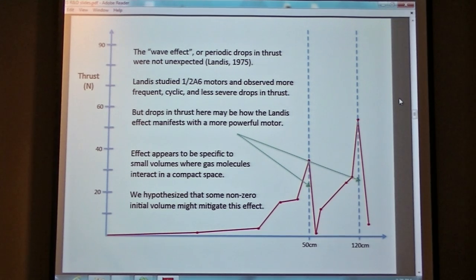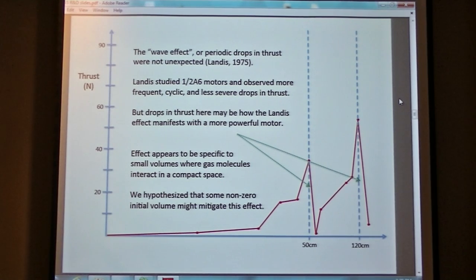Now, we don't know if we had used a longer tube whether we would continue to see more spikes. I sort of have a hunch that we would. As long as the motor keeps on burning, we're going to continue to get waves of pressure. So what we see here may just be the first two spikes. One of the things we did, though, based on Landis's work, is we hypothesized that some non-zero initial volume might mitigate this effect to some extent.